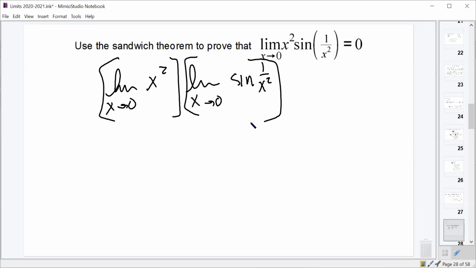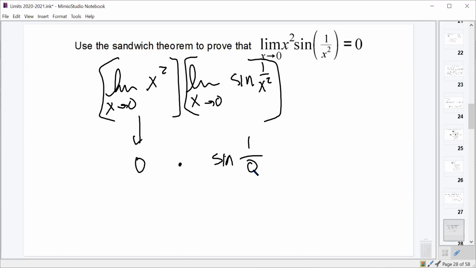So let's do what we can with that. This becomes 0, right? If we plug in 0 to x squared. But over here, when we multiply this by this one, we end up with the sine of 1 over 0 still. And what is the sine of 1 over 0?